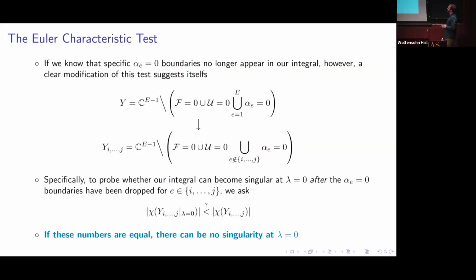So this means we will be able to probe whether our integral can have a singularity on some kinematic surface, lambda equals 0, after we've dropped some of these boundaries in the original Feynman parameter space. And again, we can compute the Euler characteristic before and after taking some limit as we set lambda equal to 0. The question is whether the Euler characteristic, or the absolute value of it, drops in this limit. If the numbers are equal, we conclude there can be no singularity and therefore no discontinuity that starts at lambda equals 0.